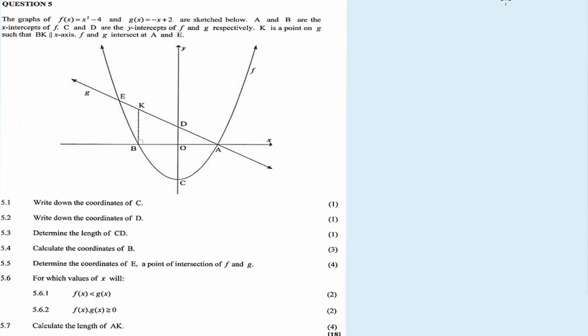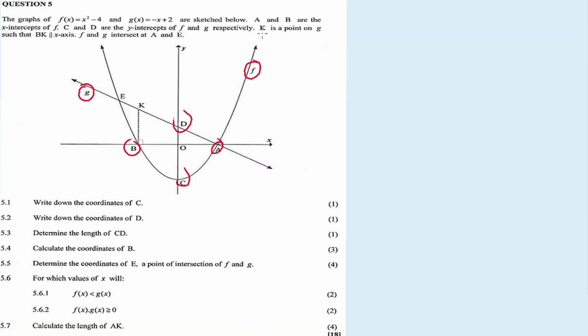Now, question 5 is about functions. We are given a parabola, function f, and then a straight line g. The graphs of f and g are sketched below. A and B are the x-intercepts of f, and C and D are the y-intercepts of f and g respectively.